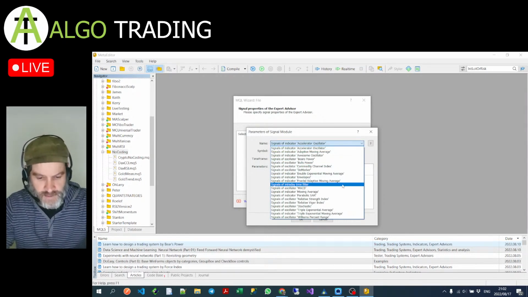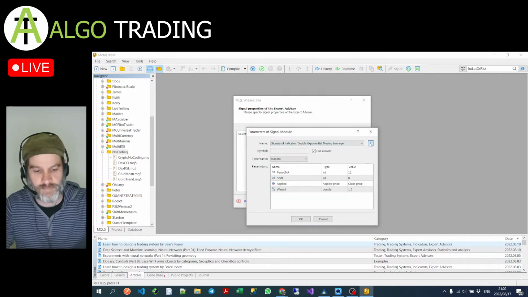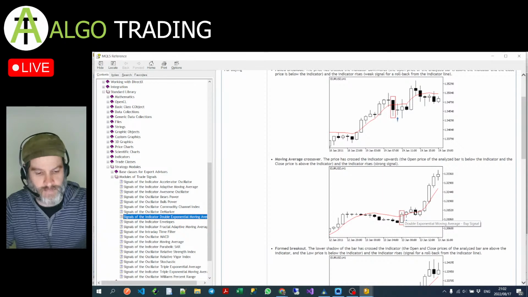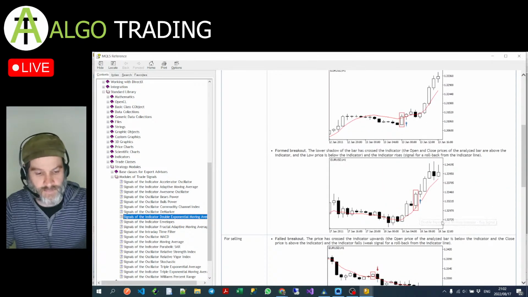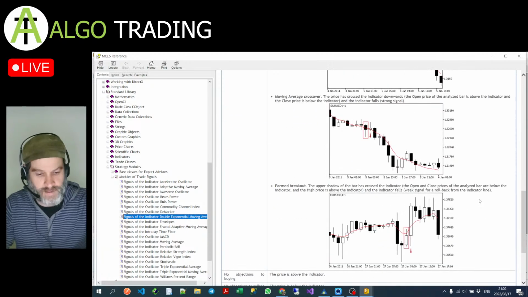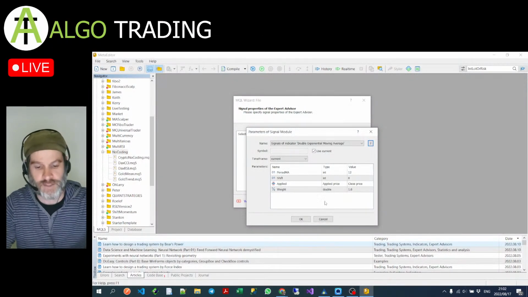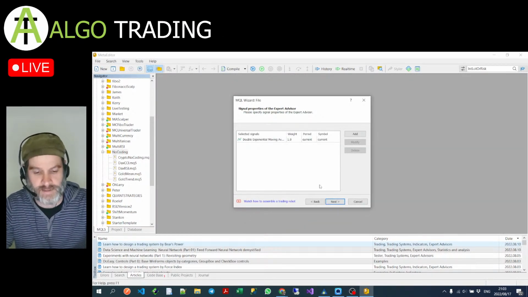So I was thinking of, we do a double exponential moving average. If you want to read about that, it's sort of a trend following system. Failed breakout, it will go up. Break above the moving average line, it will go up. And a form breakout. And then opposite for shorts. So I'm going to use the double exponential moving average. I'm just going to keep the settings default. We'll change them in the editor.